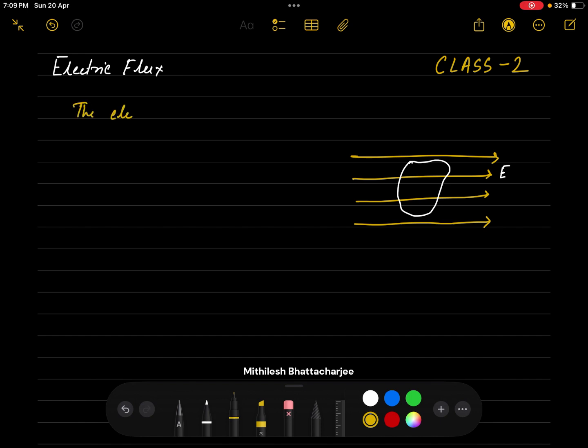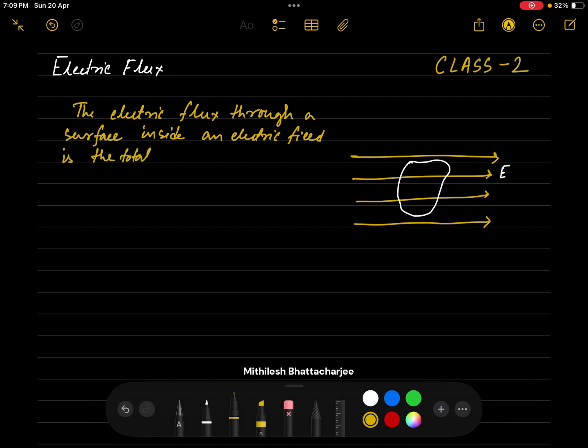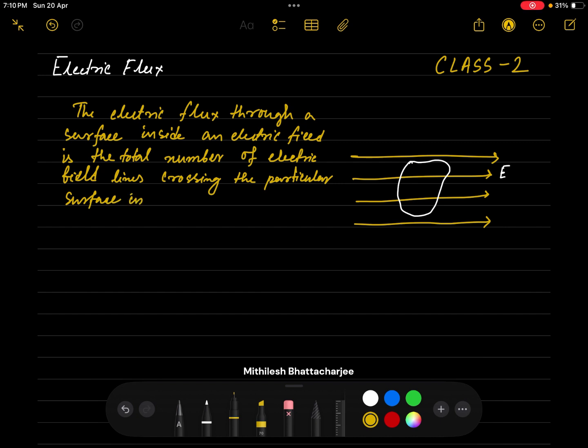The electric flux through a surface inside an electric field is the total number of electric field lines crossing the particular surface in a direction normal to the surface.